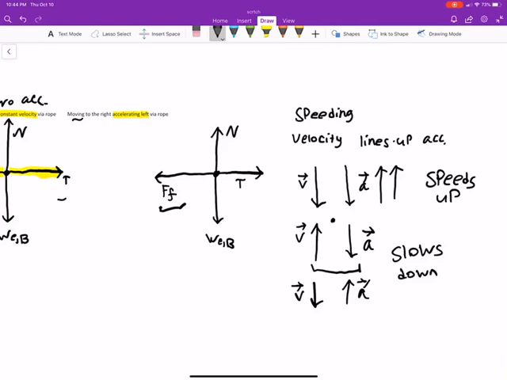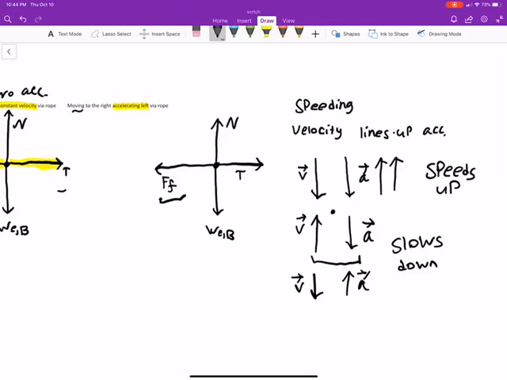Another idea is thinking of velocity. If velocity and acceleration point in the same direction, like this or like this, then our object is speeding up. If they point in opposite directions, like this or this, it slows down.